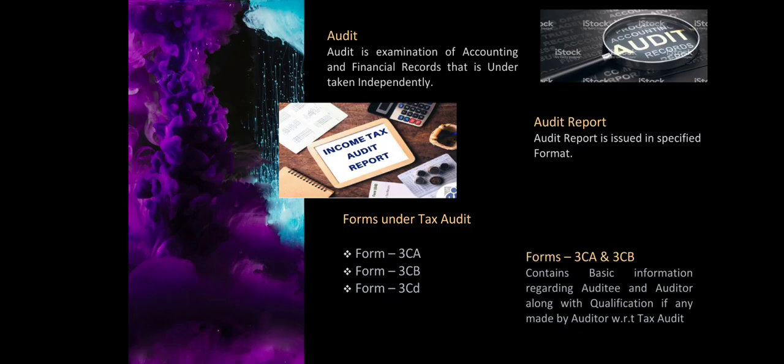Further, Form 3CD contains two parts, Part A and Part B. Part A contains the basic information regarding the business. Part B consists of the financial information along with the compliance information of the business during the year. Form 3CD is an annexure to Form 3CA and Form 3CB.